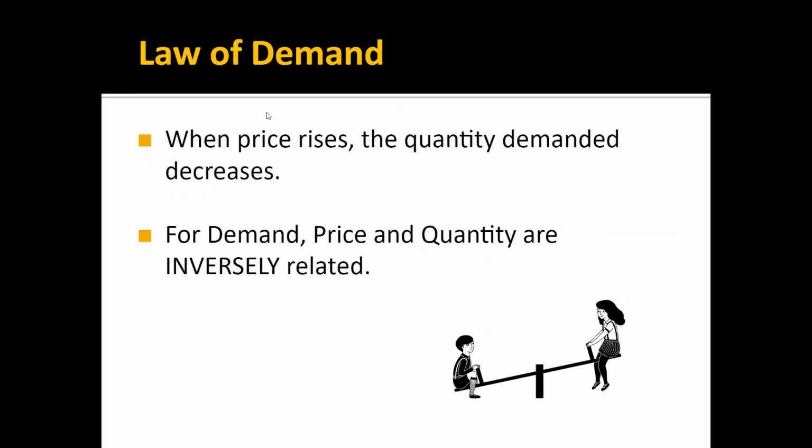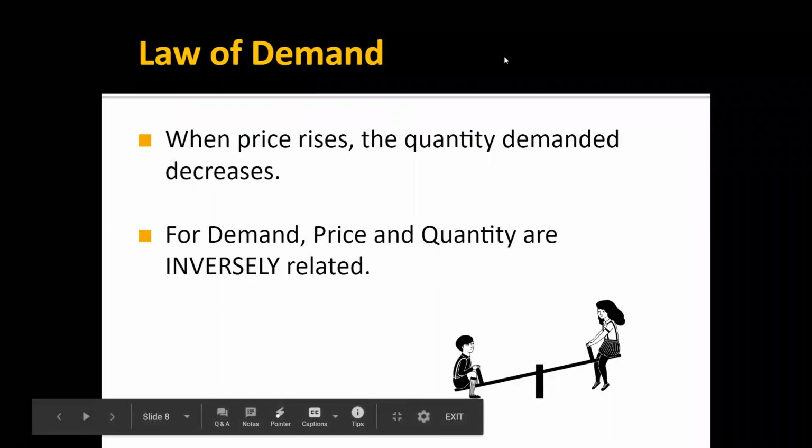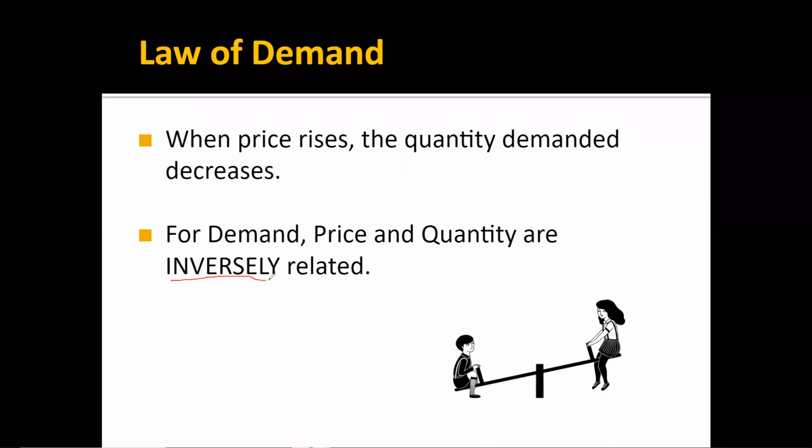Now, law of demand. We just said a second ago that there is an inverse relationship between price and quantity. And this is what the law of demand tells us about this inverse relationship. That inverse relationship is when price rises, the quantity demanded decreases. That means that when the price goes up, the quantity demanded, QD right there, goes down. So we got the seesaw here for you. They have an inverse relationship. One goes up, the other one goes down.